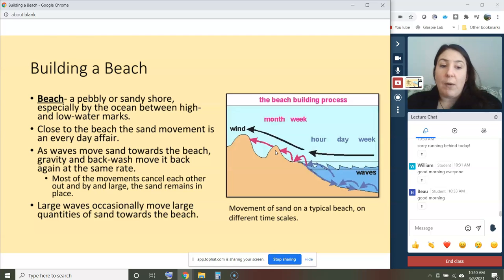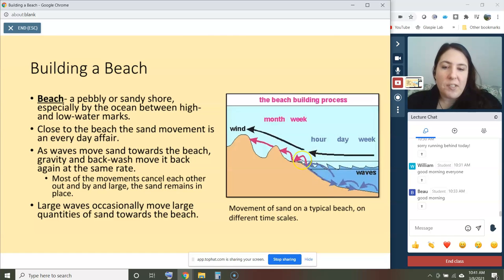Sand moves around a lot on a beach, and so beaches can be eroded and built up and reworked by the waves, as I've mentioned. And some of these movements happen much more frequently and on a much shorter time scale than others. So for instance, there are some movements of sand that happen hourly or daily or on a weekly scale, and those are typically happening right around the beach edge. So close to the beach, the sand movement is an everyday affair.